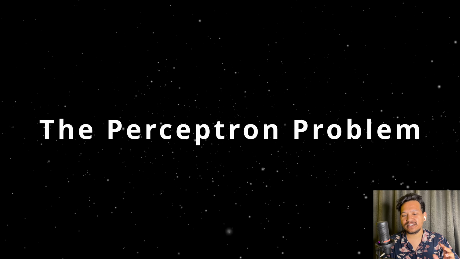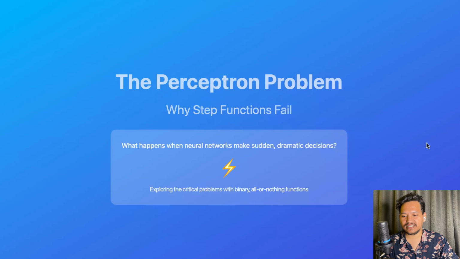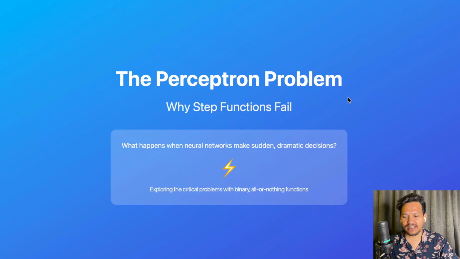Today we are exploring the perceptron problem. Why step functions and sudden jumps create serious issues in real-world applications. This will show you exactly why we need smoother, more sophisticated approaches.